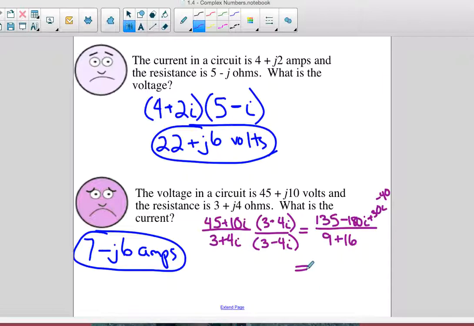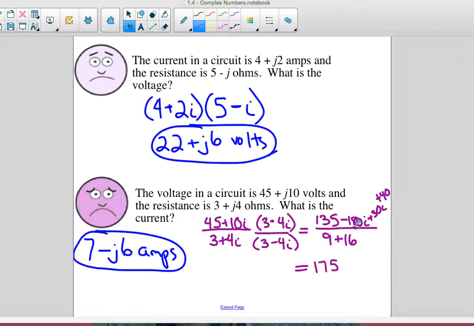Actually, I'm sorry, I screwed this up. You might have caught it. It's minus 40i squared, which is going to turn this 40 into a plus 40. So negative 4i times 10i is negative 40i squared, and negative 40i squared turns into positive 40. So 135 and 40 is 175.